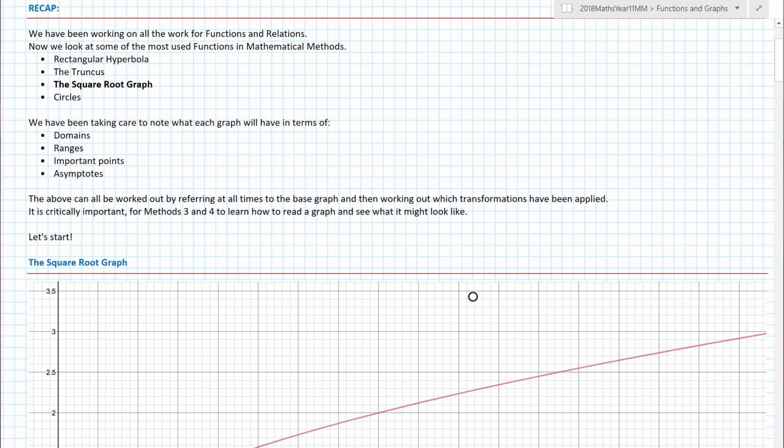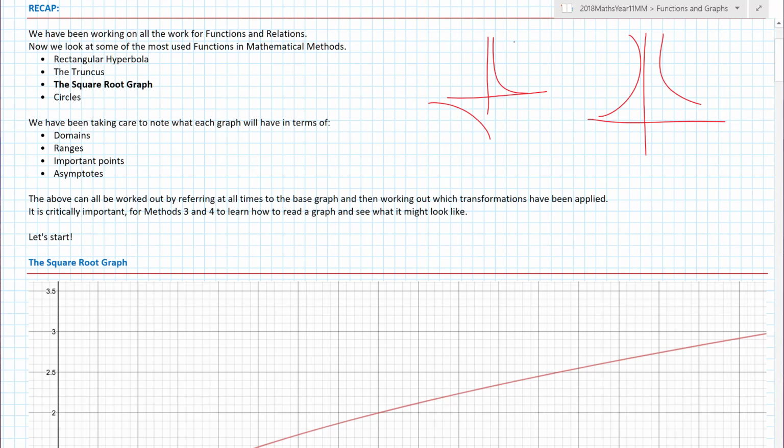So as I say, recap, we've already dealt with the rectangular hyperbola. If you remember, the rectangular hyperbola looks like that. And if you do that in your exam, you'd have lost pretty much all of the marks. And the truncus looks like this. And again, that is two really bad diagrams of what these graphs are. But that's not the point.